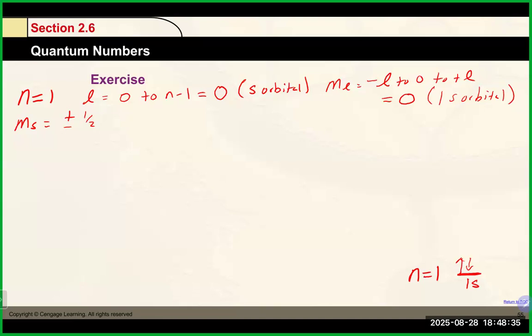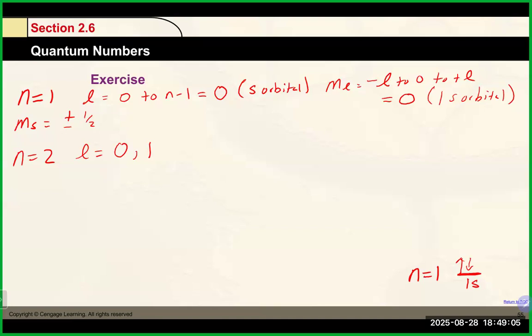Now, what happens when we get to the second energy level? If n is equal to 2, what are all the values I could possibly have for L in this case? L runs from 0 to n minus 1, right? So in this case, n minus 1 is equal to 1, since 2 minus 1 is 1. So it could have a value of 0. It could also have a value of 1 in this case.